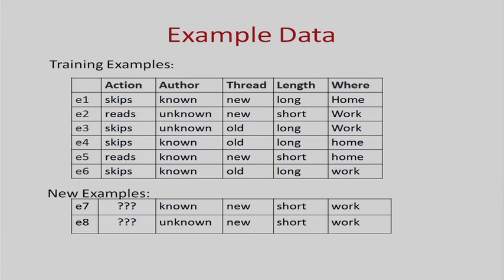Based on the training examples comprising of these labeled instances, you learn a model so that for a new instance you can predict the output feature. Suppose you have to predict the action of the user, whether the user skips a link or reads a link, given the value of author, thread, length and where.